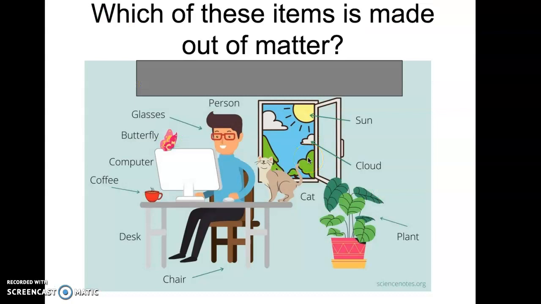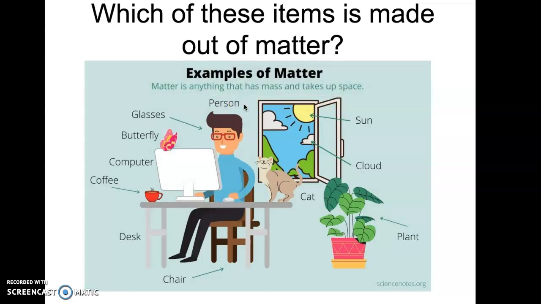Before we start, though, which of these items is made out of matter? You've got glasses, a person, a butterfly, a computer, coffee, desk, chair, plant, cat, cloud, sun. You could even say the window, the shoes, the clothes. You could get more specific to the water in the plant. Hopefully you were able to tell me that every single thing is made out of matter.